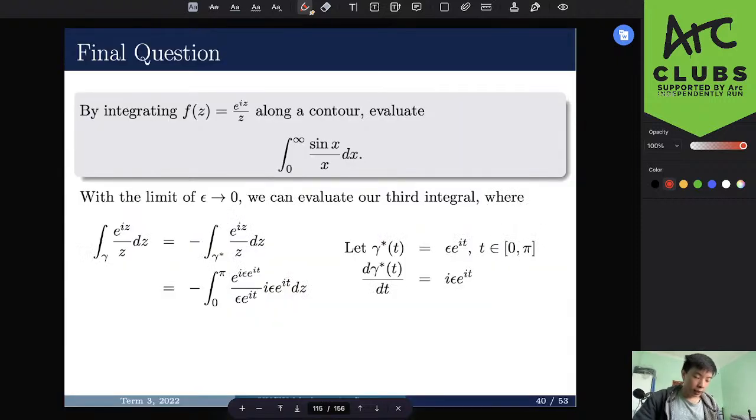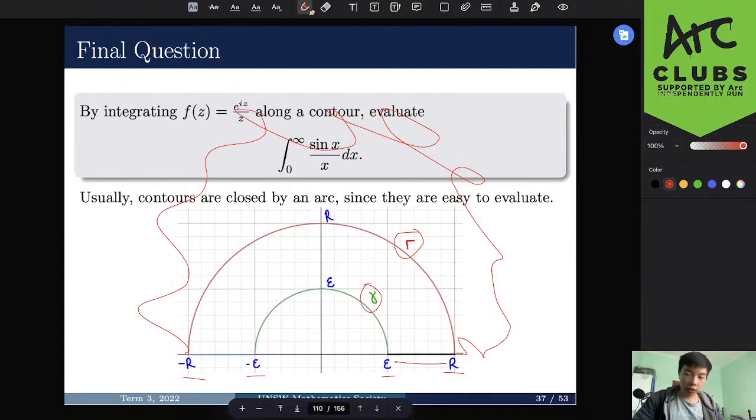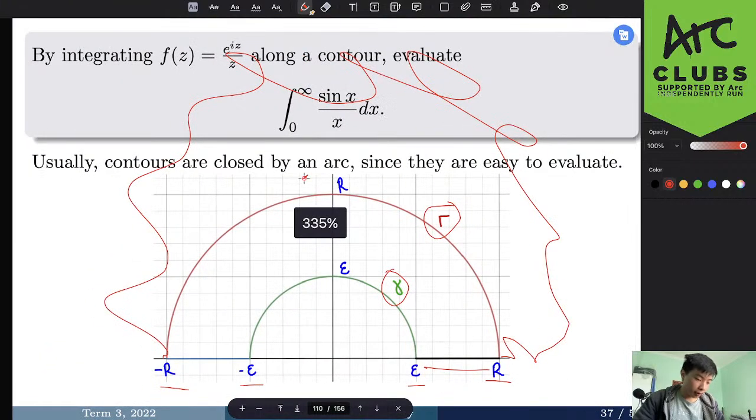Then what we can do is we can evaluate our third and fourth integral. We'll start with our third. And so what we want to do is we want to parameterize it. So something to note is that in our contour right here, it is traversed anti-clockwise. So it'd be like this, this, and that.